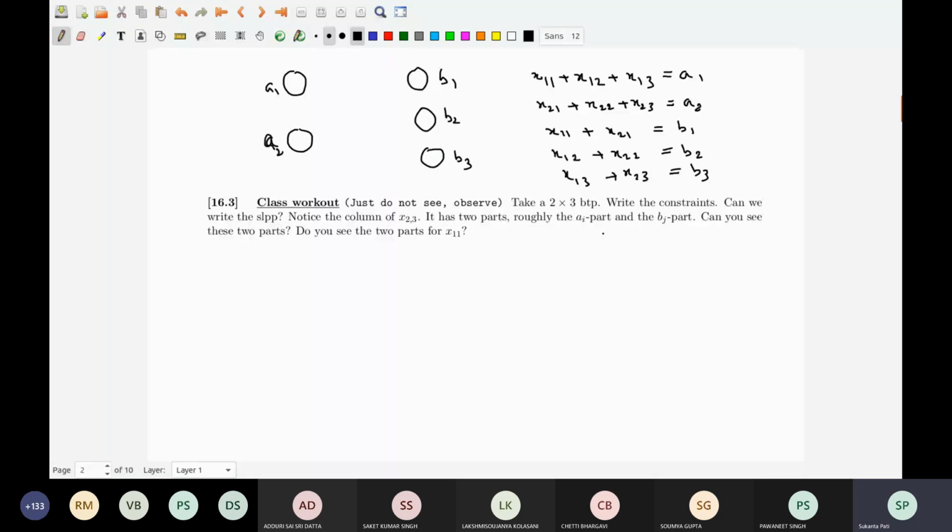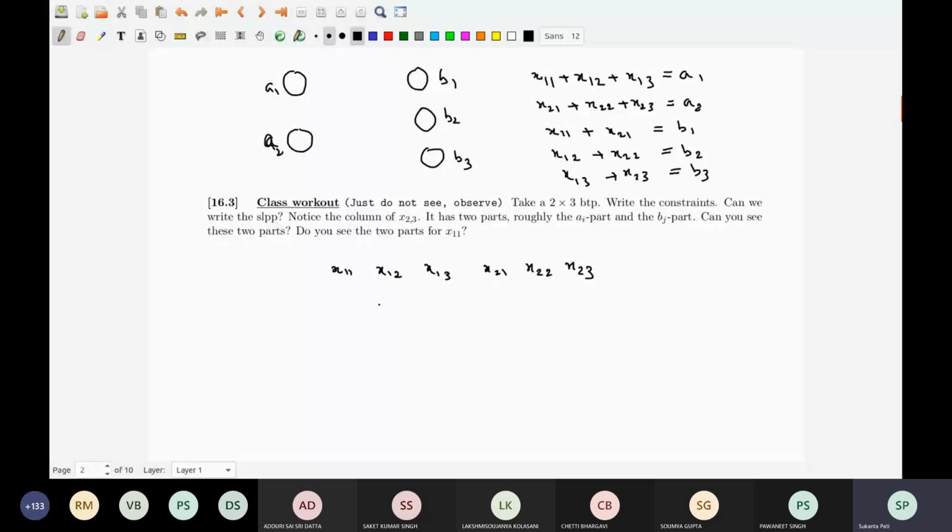I want to write down the SLPP. The objective function, I know, is the summation of Cij Xij as soon as Cij is given. But I want to write down the coefficient matrix A. So I will write down the variables x11, x12, x13, then x21, x22, x23. This is the way I am writing, in lexicographic order. Dictionary order, you might also know it that way.